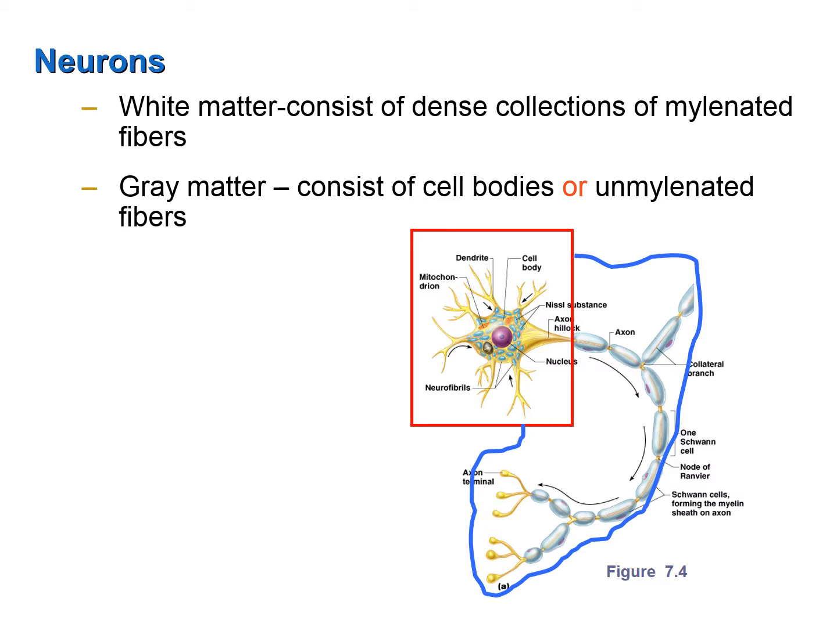You find gray matter where you have lots of cell bodies. Again, because the cell bodies are gray in comparison to the myelinated axons. You will also find some areas of the body where there are axons, but they're unmyelinated, and they also would make up the gray matter. So for the most part, the difference between white matter and gray matter is simply the presence or absence of myelinated axons.